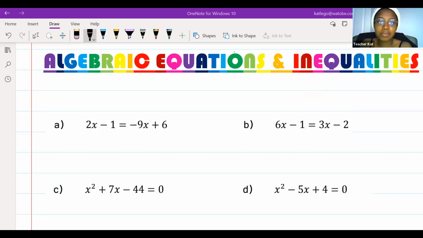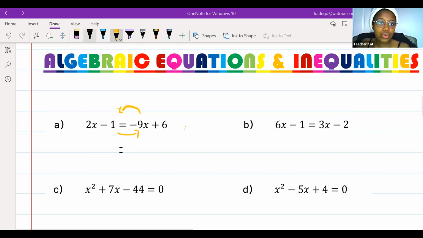Okay, let me do the first one for us, just to remind us how we do these. Remember, we want the variables on one side and our constants on the other side. In this case, because this is a linear equation, we want to separate our variables and constants. So this negative 9x will have to go to the left-hand side and join our 2x, and this negative 1 will go to the right-hand side and join our 6.